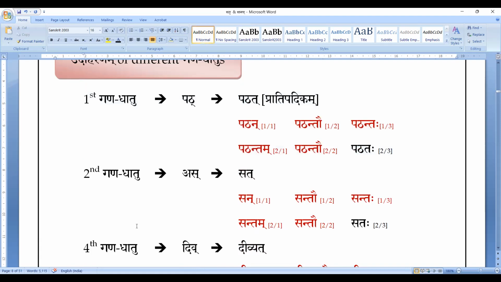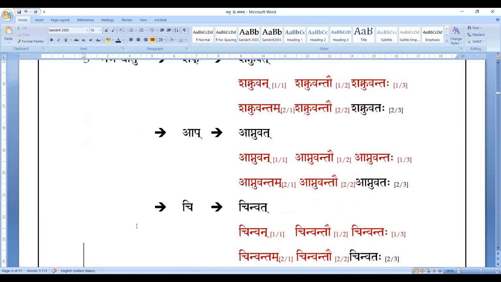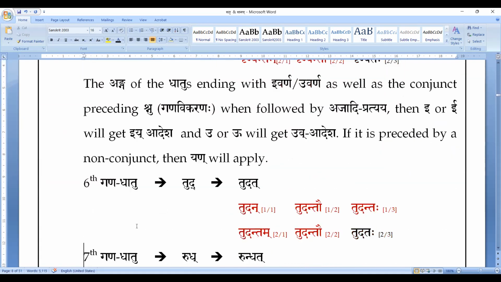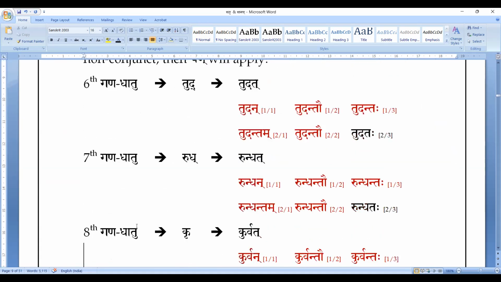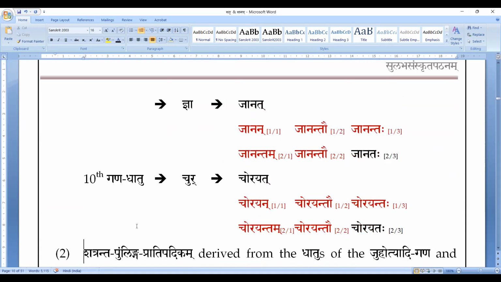Now here you can see the ganas I have listed. First gana, second gana. Which gana is missing? Third gana is missing, you can note. First gana, 1, 2, 4, 5 is there. 6 is there, yes. 7 is there, 8 is there, 9 is there, 10 is there. So which gana is missing? Second gana.